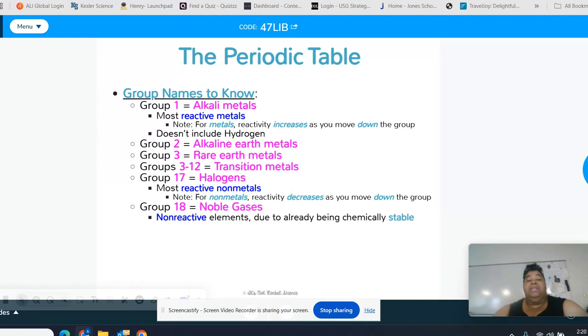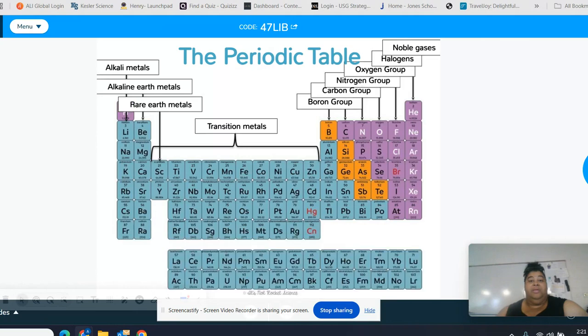And then group 18, your noble gases. Non-reactive elements due to already being chemically stable. So that's key to note. Your noble gases in group 18 are non-reactive elements, and they are already chemically stable. Here's a visual of the periodic table with all the names of the groups.